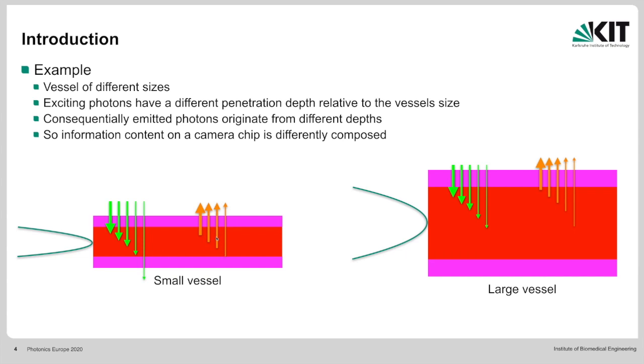The ones emitted from the backside of the vessel are quite unlikely to reach the surface and then propagate towards the camera chip. And in larger vessels, we have the same issue. The difference is that we have a different scan depth in our two vessels. In the flow profile on the right-hand side, we barely scanned until the middle of the vessel where the flow is the highest. And in the small vessel, we have a rather more uniform representation of our scan.